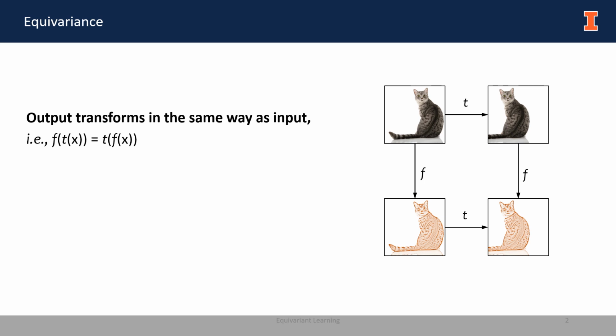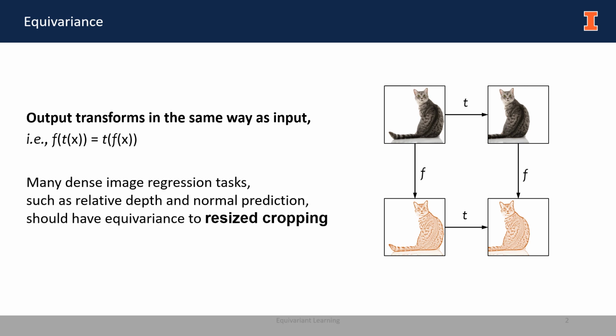What is equivariance? Equivariance means the output transforms in the same way as the input. Many dense image regression tasks, such as relative depth and normal prediction, should have equivariance to resize and crop transforms.